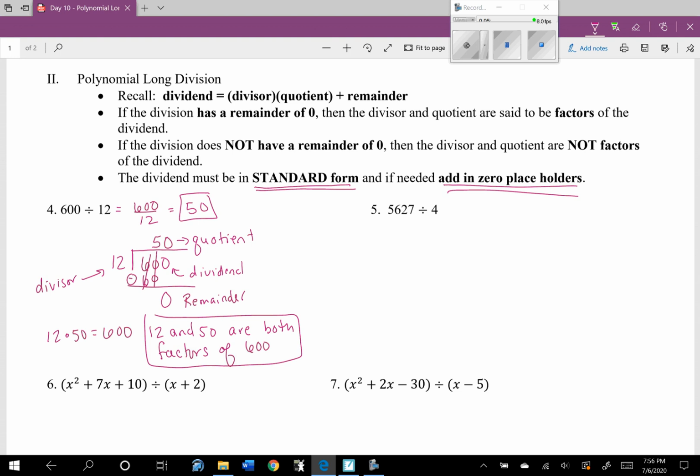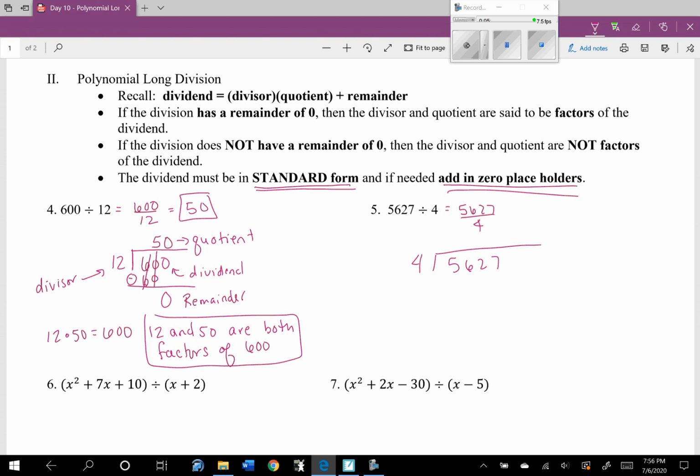So let's go ahead and do another one. This is the same thing, 5,627, and then you can write over the 4 like this, and so we're going to use our long division. So 4 goes on the outside, and then we have 5, 6, 2, 7.